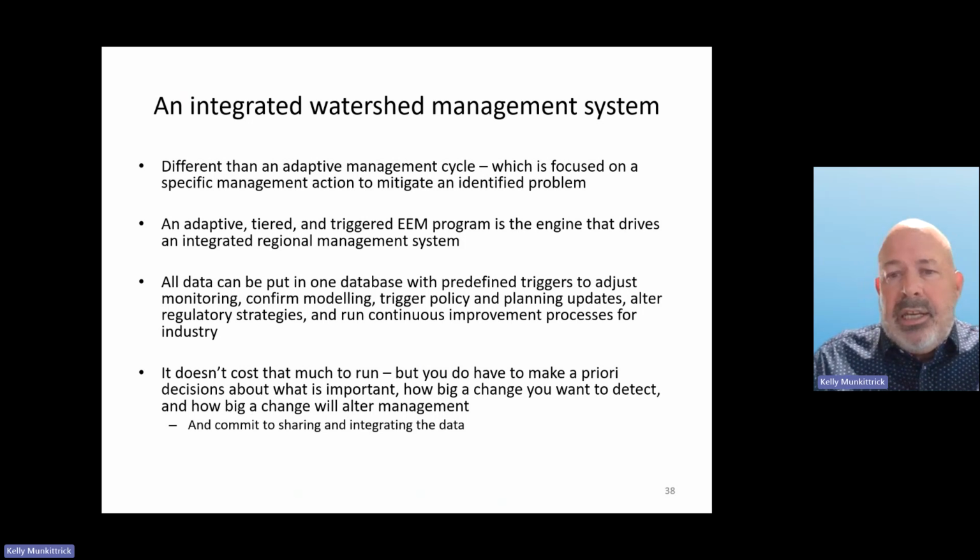So an integrated watershed management system is different than an adaptive management cycle. An adaptive management cycle is focused on a specific management action to mitigate an identified problem. An adaptive tiered and triggered EEM program is the engine that drives an integrated regional management system. All data can be put into one database with predefined triggers to adjust monitoring, confirm modeling, trigger policy and planning updates, alter regulatory strategies, and run continuous improvement processes. It doesn't cost that much to run, but you do have to make a priori decisions about what is important, how big a change you want to detect, and how big a change will alter management, and commit to sharing and integrating the data.